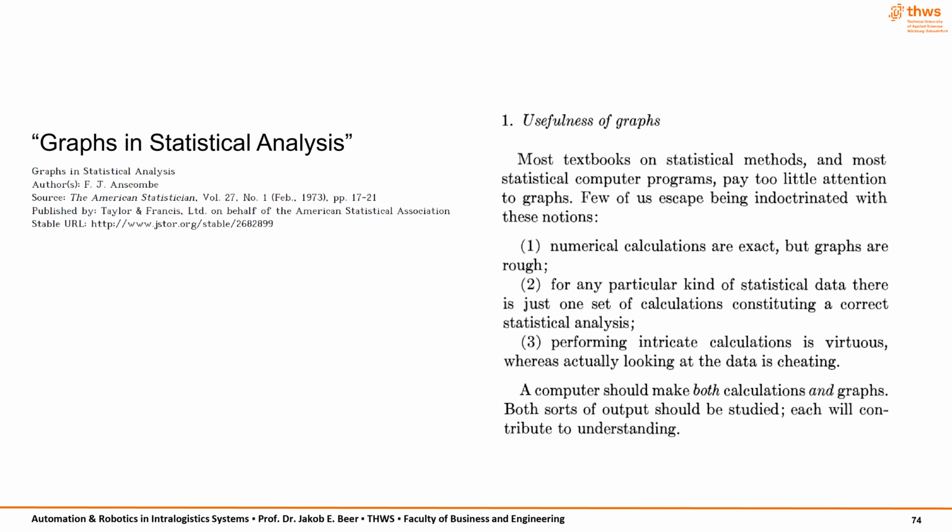Let's unpack these points. The first misconception is about the illusion of precision. Numbers give us a sense of certainty. They're neat, exact, and fit nicely into tables. But the process of reaching those numbers often involves simplifications, assumptions, and approximations. Graphs, on the other hand, can look messy. They reveal variability, anomalies, and outliers. But this so-called roughness is exactly what makes them valuable. They reflect reality more honestly.